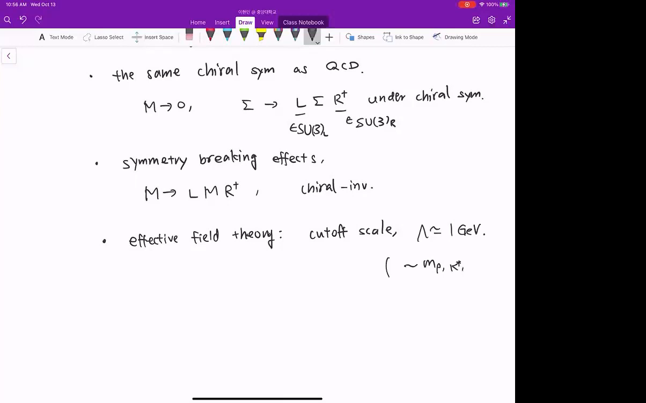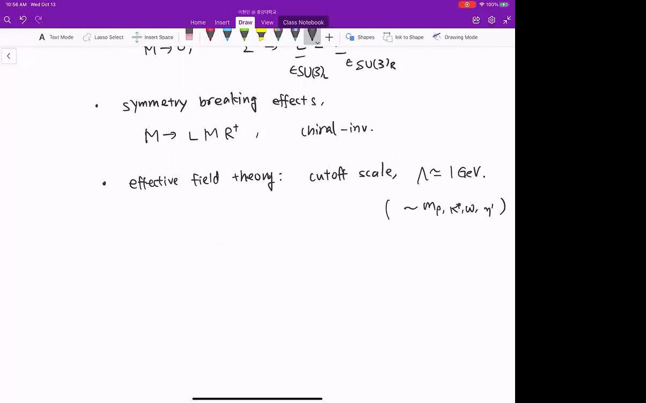Some excited states, like the rho meson, spin one states, K star, excited kaon, and the omega meson. The eta prime is a pseudoscalar, but it's heavier than the meson states. So we are ignoring those states. Because of that, we are not fully describing the full QCD. It's kind of QCD, but we are describing part of it. That's why our description is valid up to a certain order.